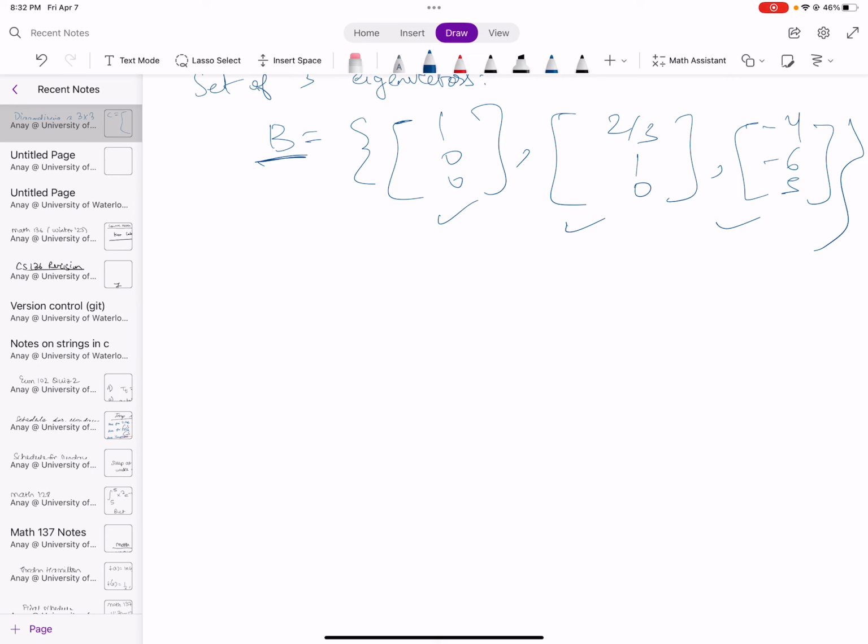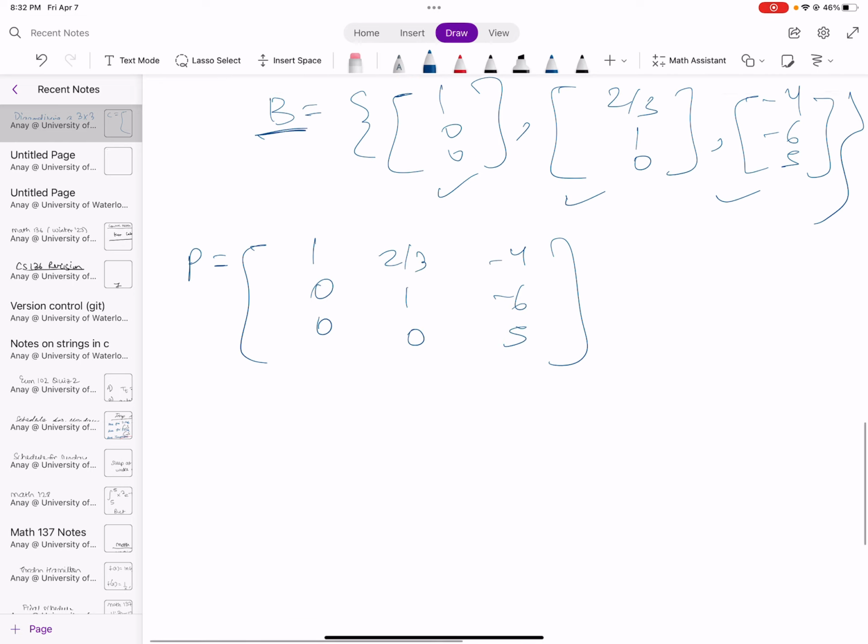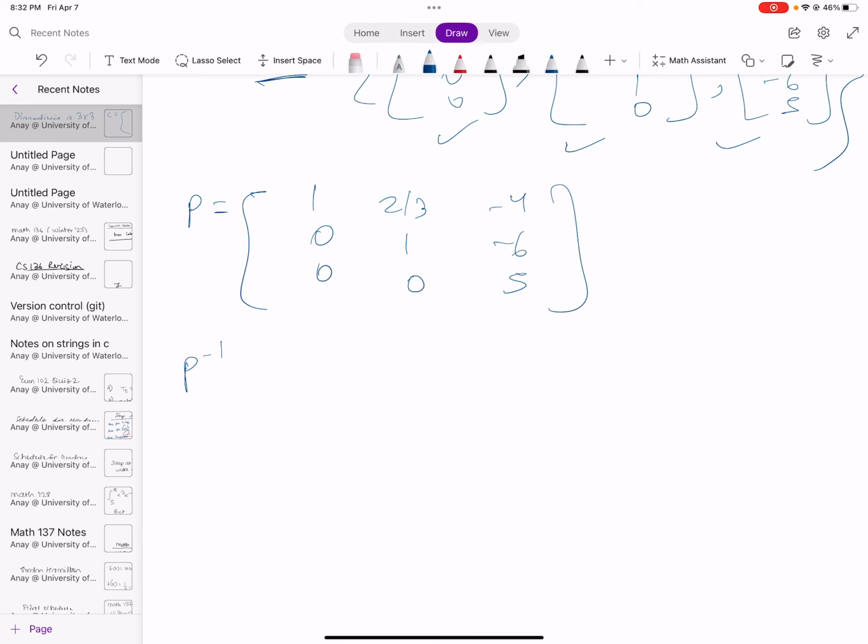So we take any matrix, let's say P in this case. We normally take P from notation 1 0 0, 2/3 1 0, -4 -6 5. And now we compute P inverse.